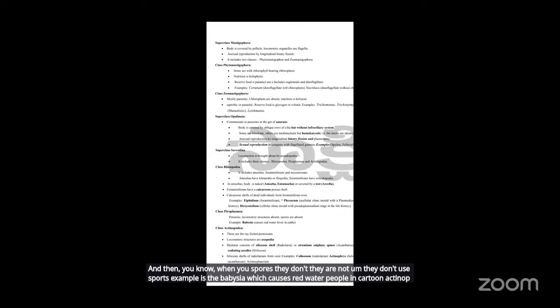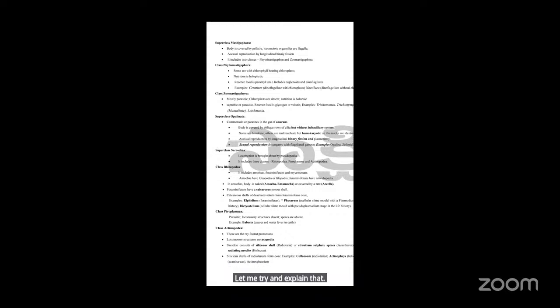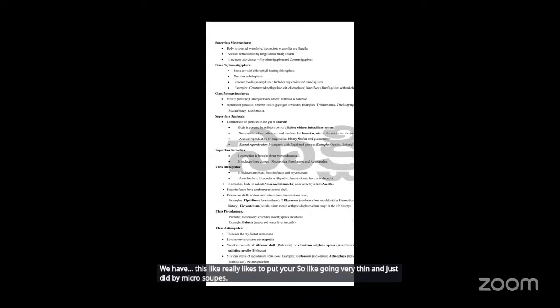Actinopodia, these are ray-footed protozoans. They are also called actinopods. They have ray-like pseudopodia, which are long, very thin, and supported by microtubules. Locomotion structures are axopodia. That is the ray-like extension. It is a form of pseudopodia, but these ones are ray-like.